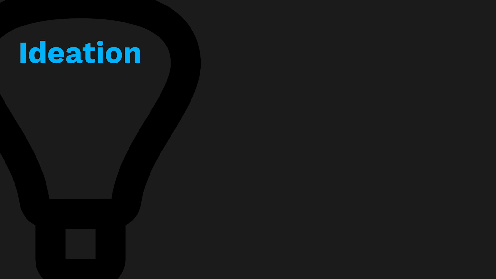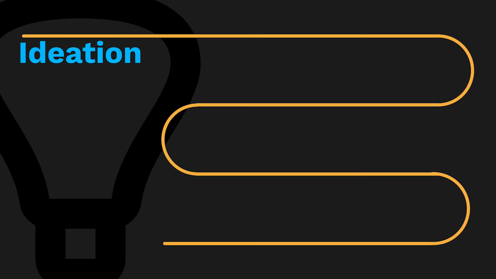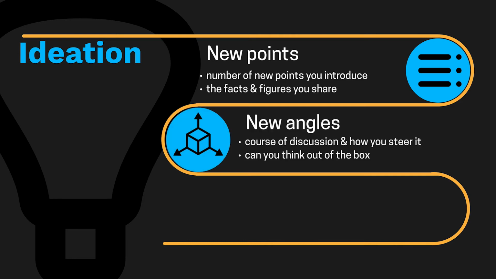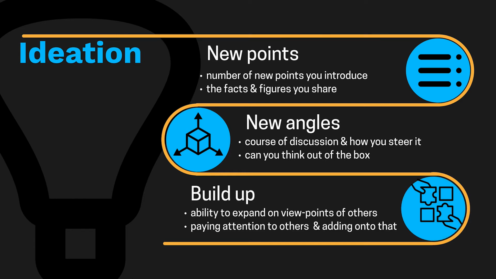Quality points are expressed and articulated. This includes new points, which mainly deals with the number of new points you're coming up with. New angle. This relates to the course of discussion and how you steer it. Build up. It checks the ability to expand on viewpoints of others, and calls for paying attention to others and adding on to that. You've ideated, and now comes the delivery part of the discussion.